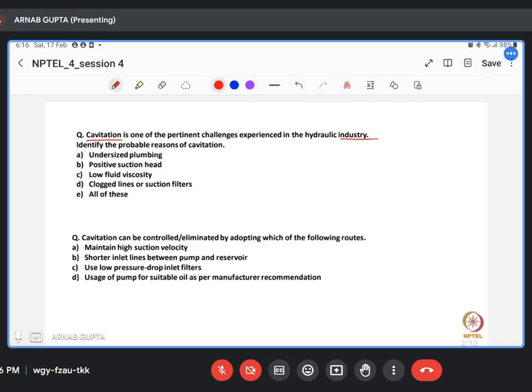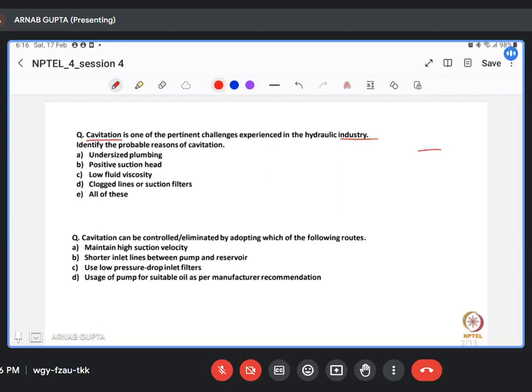I was looking to put a photo of an impeller that was damaged due to cavitation, but I eventually forgot to put it here. Anyway, you can look it up in Google, and you can see how the damage is evident due to cavitation.